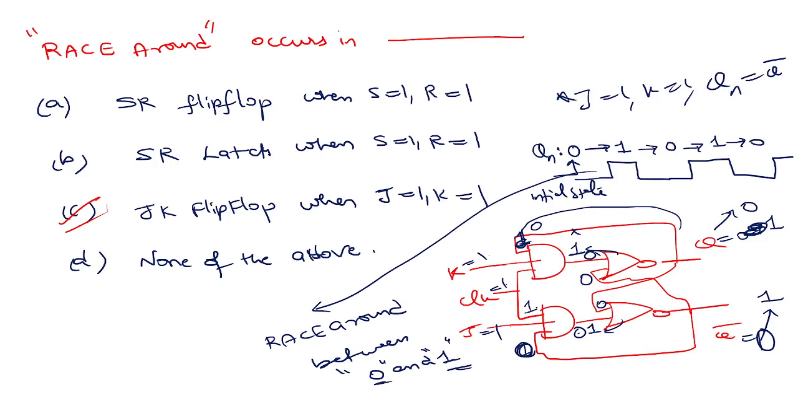Because this feedback exists and clock is 1, it is going to happen. One way to eliminate it: why is it happening? Because the clock equal to 1 is there for a long time, right? Let's say for example clock 0, 1, 0, 1. Now you reduce this time of clock equal to 1. We make it like this. Very, very simple.